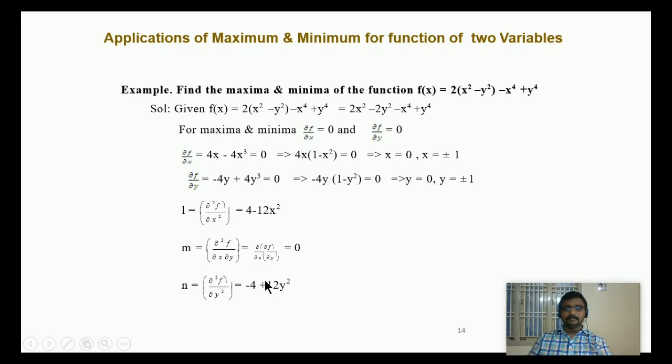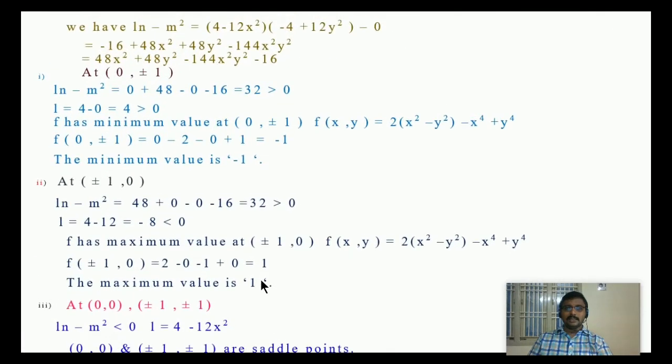Now we have to compute at the stationary points. So LN minus M square is like this. Now at the point (0, plus or minus 1), LN minus M square is positive and L is also positive. The function attains its minimum value at the point (0, plus or minus 1). Also the required minimum value is obtained just by replacing (0, plus or minus 1) in the given expression. So we will have minus 1 as a minimum value for the function.